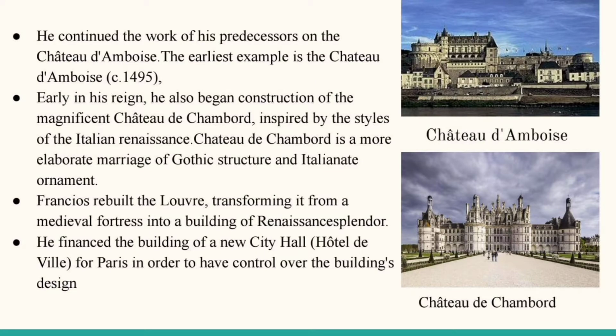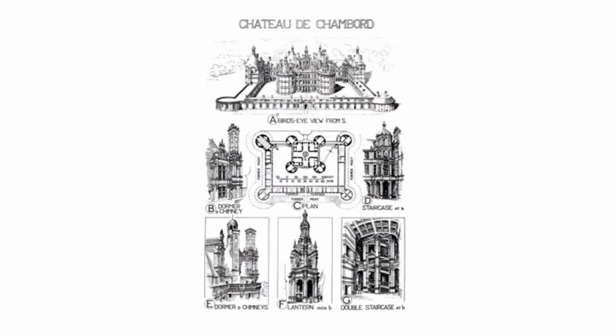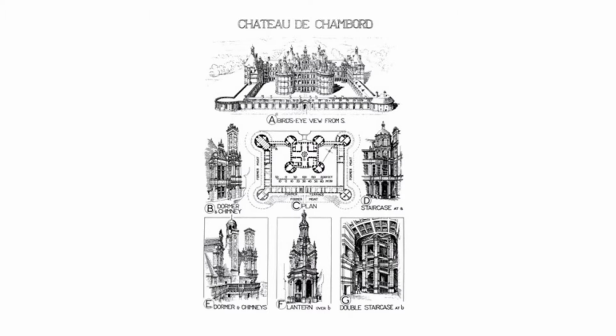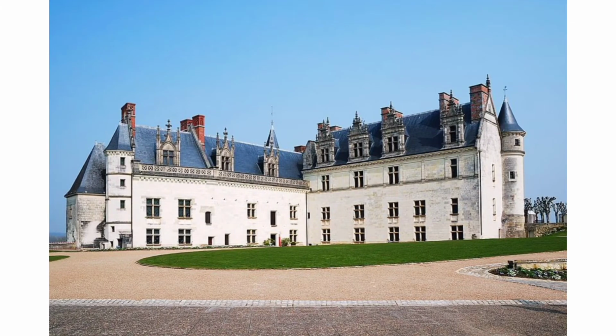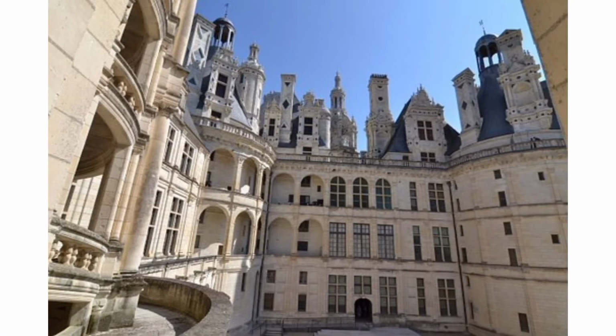He continued the work of his predecessors on the Chateau d'Amboise. Early in his reign, he also began the construction of the magnificent Chateau de Chambord, inspired by the style of Italian Renaissance. The Chateau de Chambord is a more elaborate marriage of Gothic structure and Italianate ornament. Francis rebuilt the Louvre, transforming it from a medieval fortress into a building of Renaissance splendor.